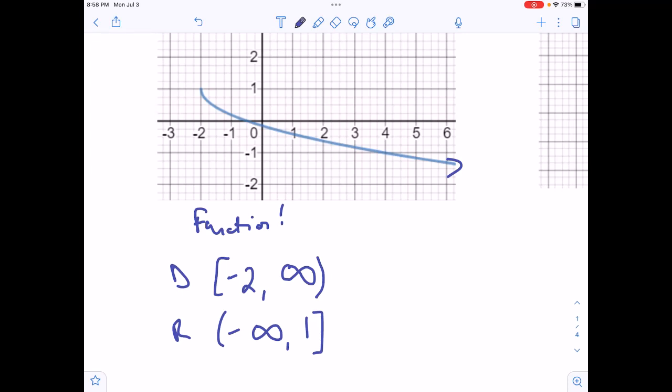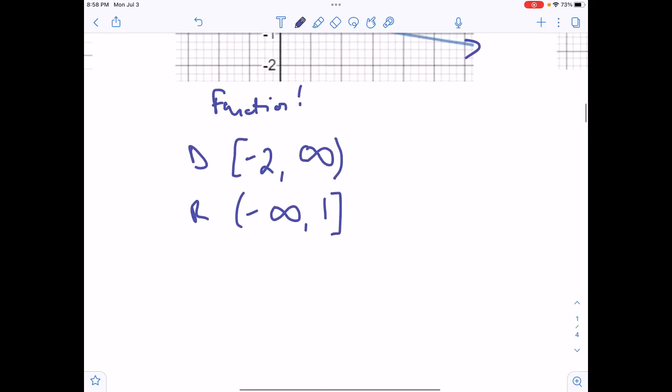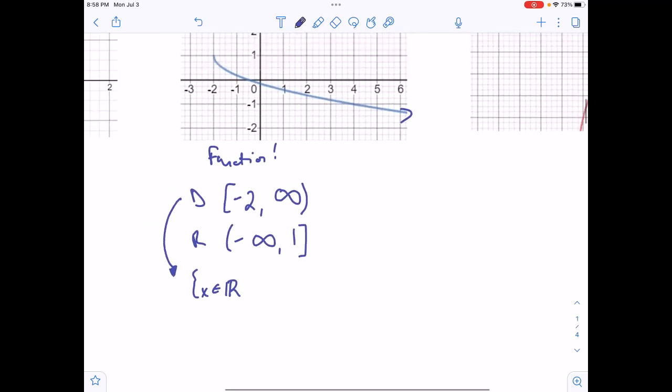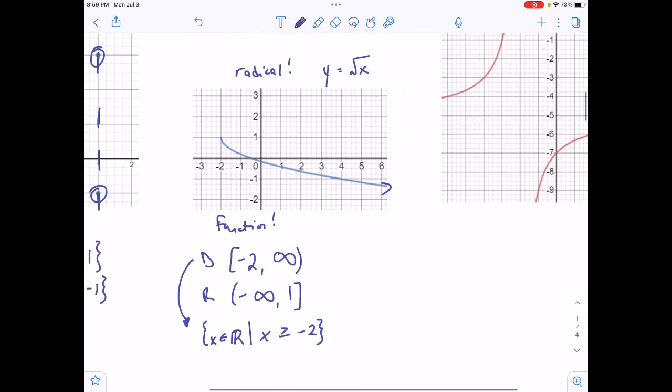If you needed to write this in standard notation instead, I'll just do the domain so you can see when we're working with infinity here. I do my curly bracket. X is an element of all real numbers. And because -2 is the lowest that it can go, I'm actually just going to write the following. I'm going to say, well, X is always going to be greater than or equal to -2. There would be no other bound on that. That's for our radical function.